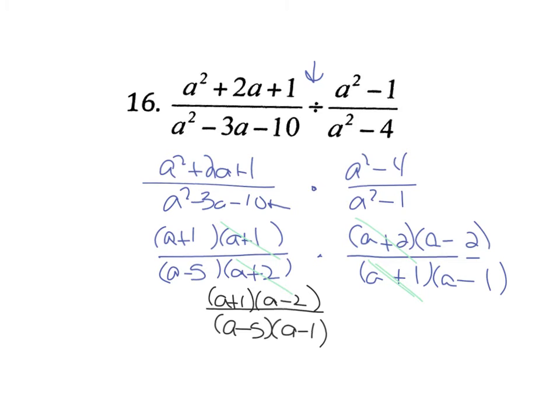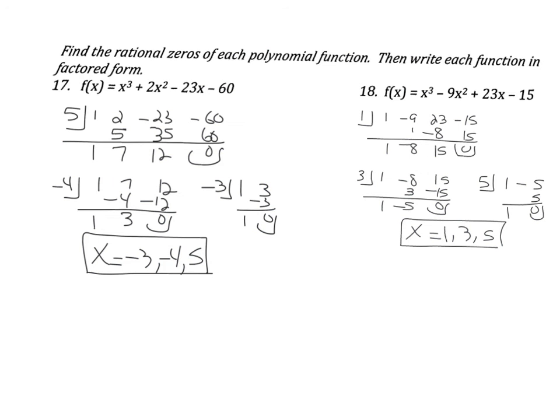Then you're just looking for stuff to cancel. And the a plus 1's cancel, the a plus 2's cancel. Guys, your answer is whatever's left that you didn't cancel out. And that's all I did. I just wrote the stuff on the top that was left, wrote the stuff that was on the bottom that was left.